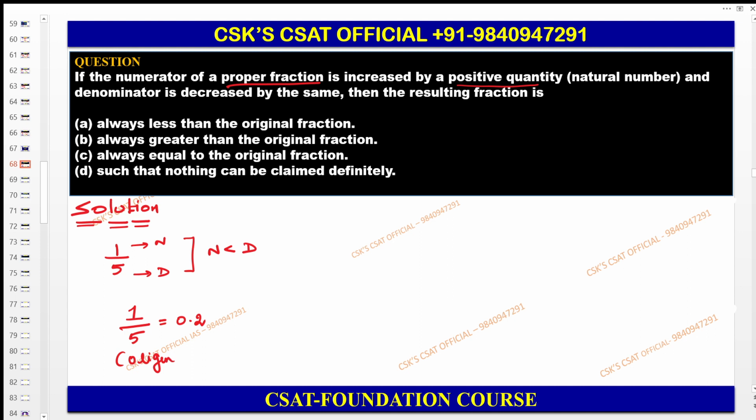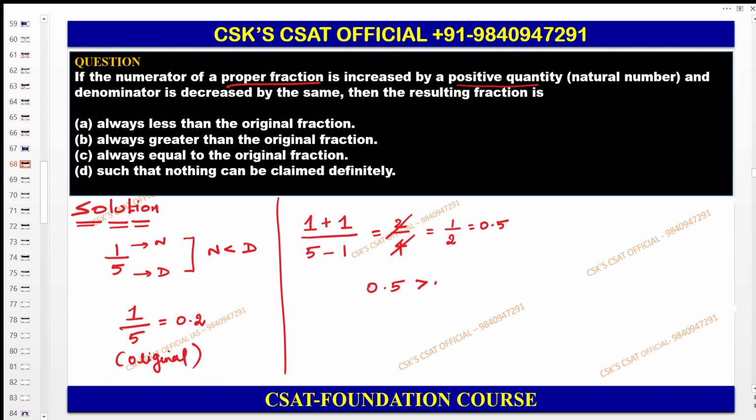After knowing this, we go according to the statement. When the numerator is increased by any quantity, a natural number, let us take a smaller quantity, that is 1 itself. The same is subtracted, which means decreased in the denominator. So what would be the resultant here? 2 here, 4 here. We can cancel this, which is equal to 1 by 2. 1 by 2 is equal to 0.5.